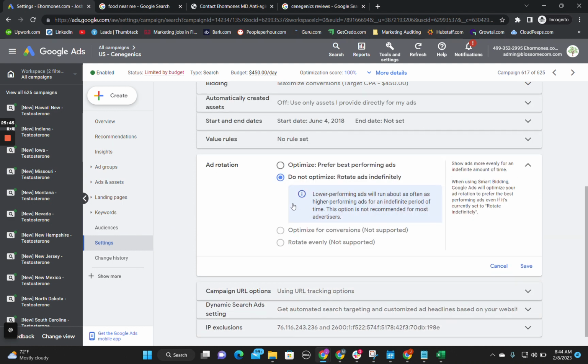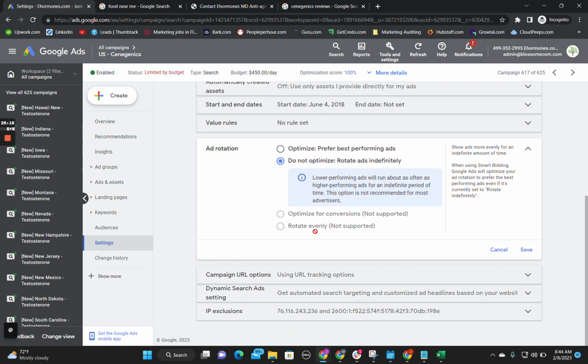Ad rotation, do optimize. This is actually really good. You want this when an account has already been running for a while. If an account is new and you are launching a campaign for the first time, you want it on optimize because you want to first get results, and after you get results, then you want to learn about the psychology of the buyer. And we haven't even gotten to the idea of the psychology of the buyer, but the reason why you have do not optimize is so that you can test out different words and figure out the psychology of the buyer. So it just depends on where they are in the account. It doesn't really matter, I guess, in this scenario.